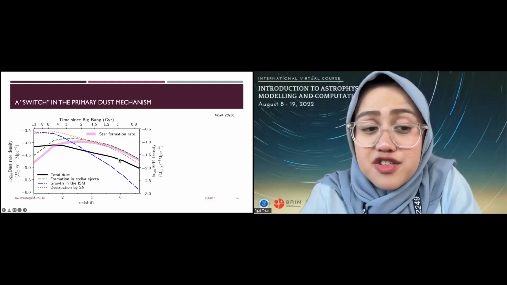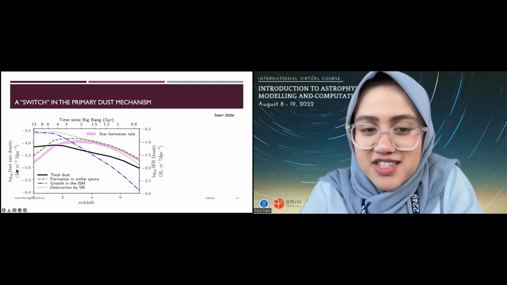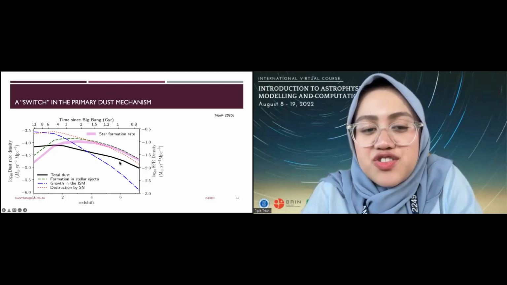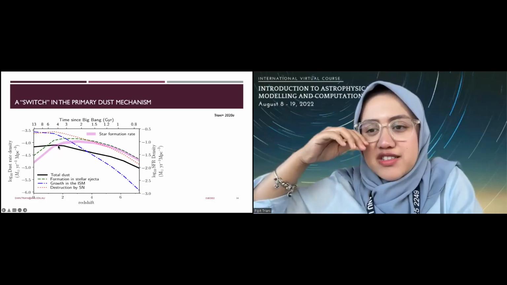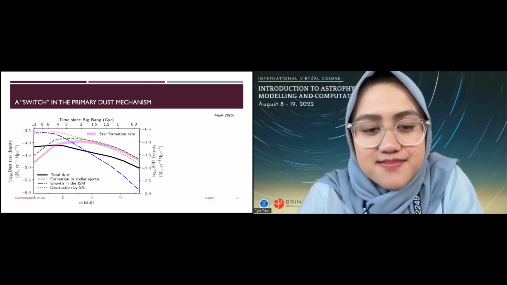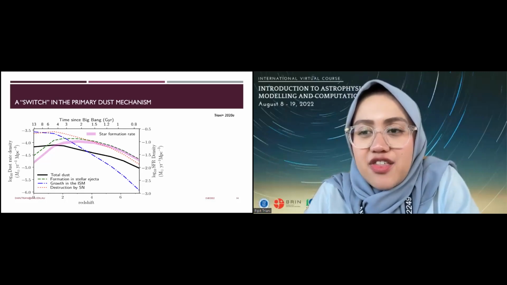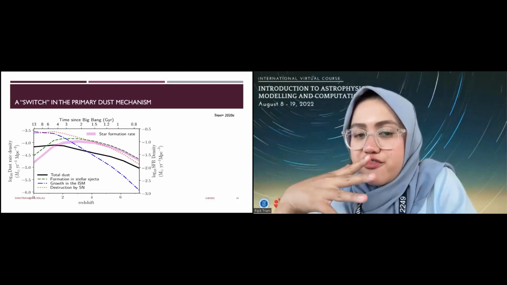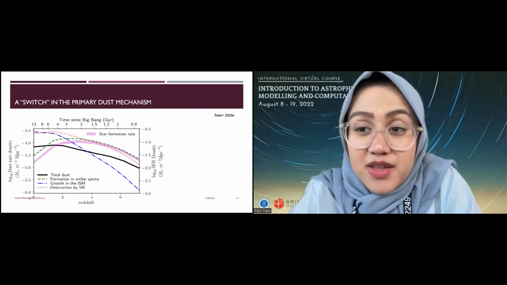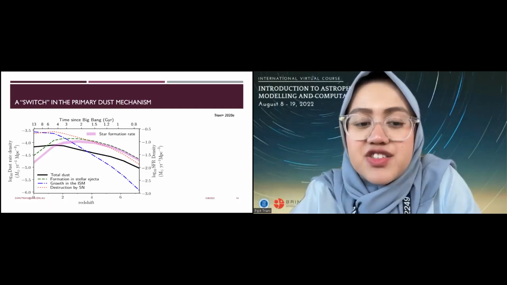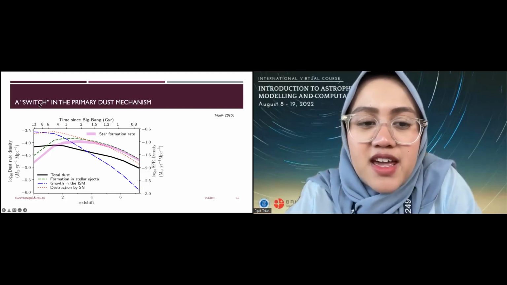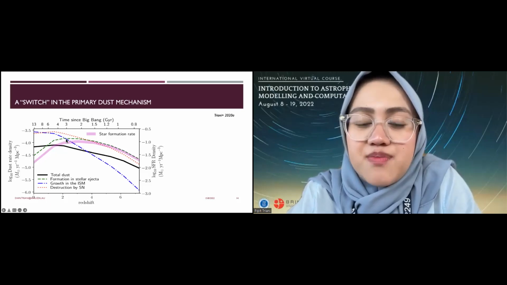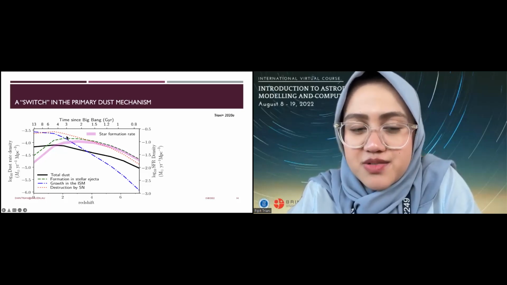So the black line is the total dust formation rate density, and it shows that it peaks around redshift 2 as well, but it's not increasing as much as the stars, but rather flattens. And if we look at the 3 different processes for dust in the model, there's the stellar dust production, the growth in the dense molecular clouds, and the destruction by the supernovae. Then we see that around this peak, there is a switch in the primary dust mechanism.